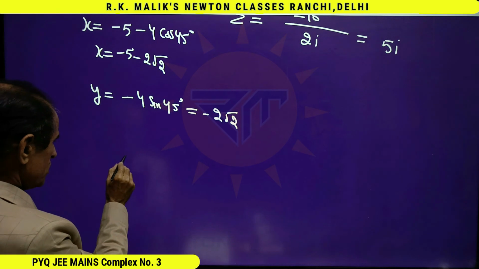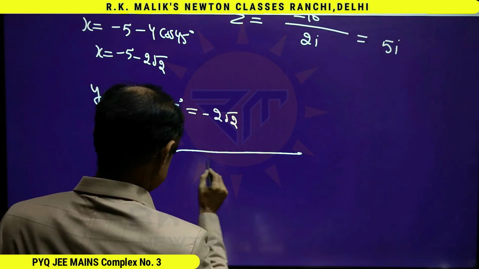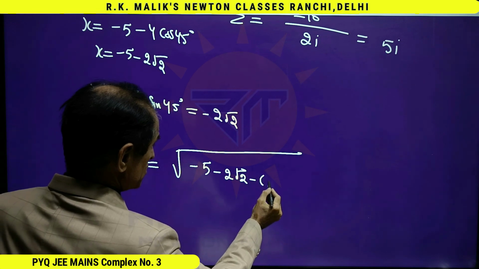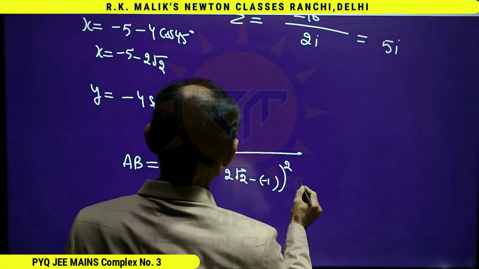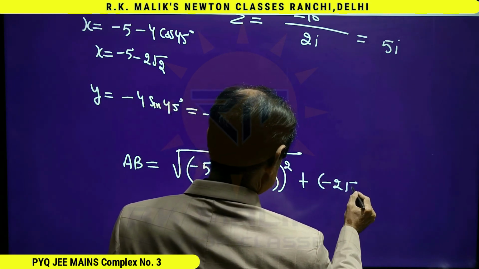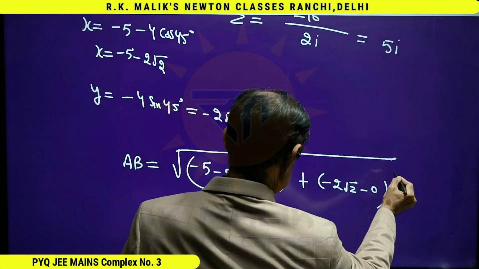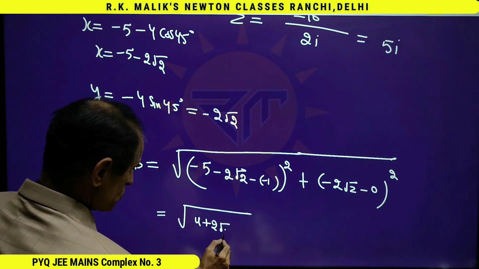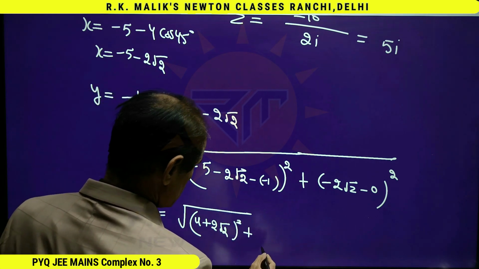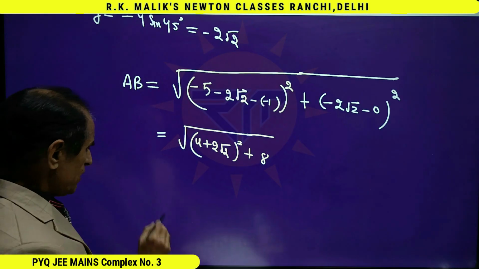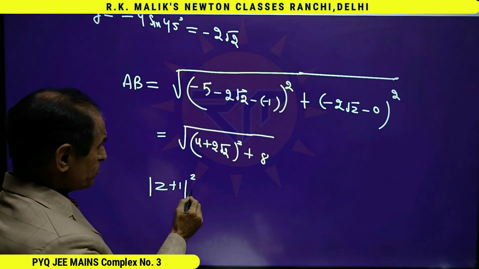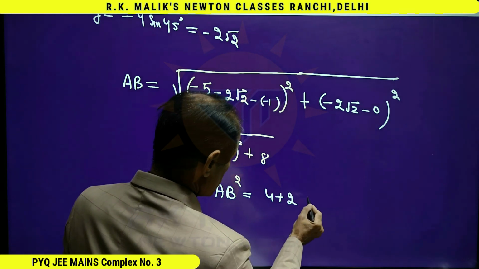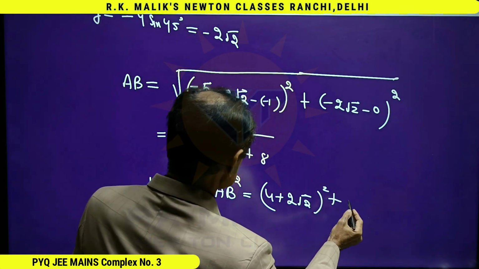Now, AB is equal to the square root of minus 5 minus 2 root 2 minus 1, whole square, plus minus 2 root 2, whole square. That is, 4 plus 2 root 2, whole square, plus 8. Hence, mod of z plus 1 square means AB square, equal to 4 plus 2 root 2, whole square, plus 8.